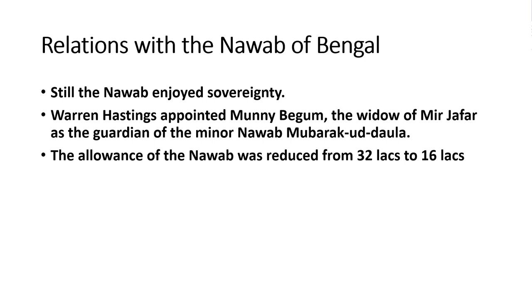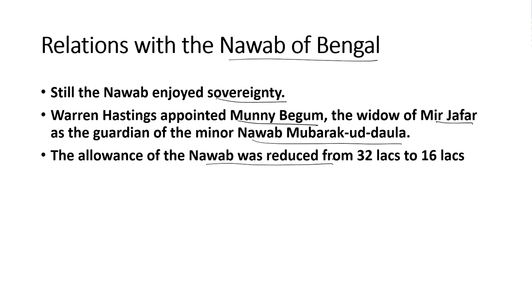What relations Warren Hastings had with the Nawab of Bengal? Even though the collection of revenue went into the hands of the servants of the English East India Company, the Nawab still enjoyed sovereignty. Warren Hastings appointed Munni Begum. She was the widow of former Nawab of Bengal, Mir Jafar, as the guardian of the minor Nawab, Mubarak-ud-Daula. Since Mubarak-ud-Daula was a minor, as a regent, Munni Begum was appointed.